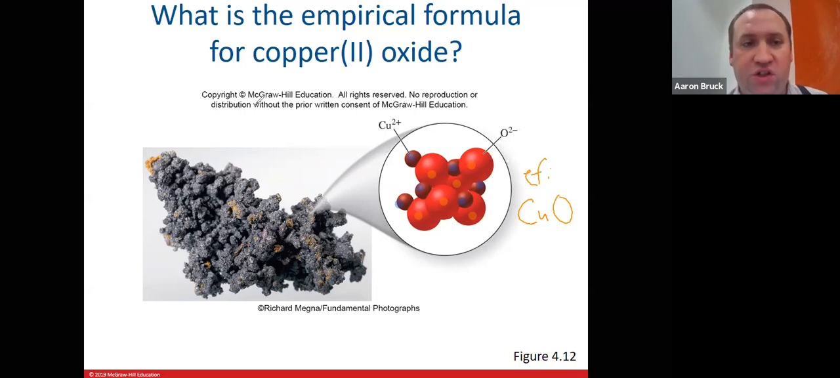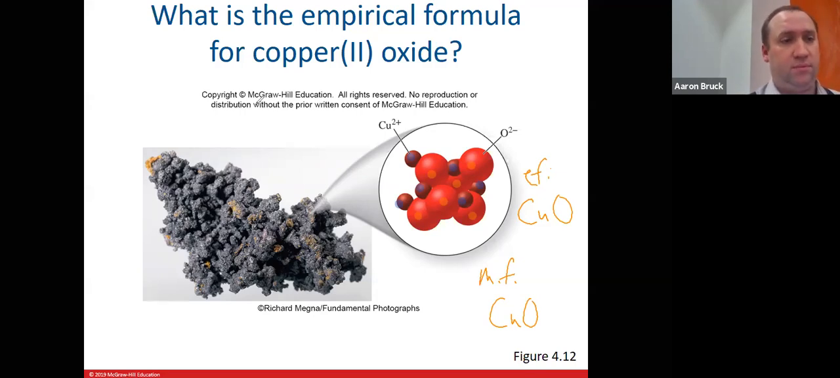Now, from your nomenclature unit last week, you should be able to understand that the molecular formula is also CuO for copper 2 oxide. In this case, the empirical formula and the molecular formula are exactly the same. And again, that's okay. All we're doing is pinpointing the ratio between them.